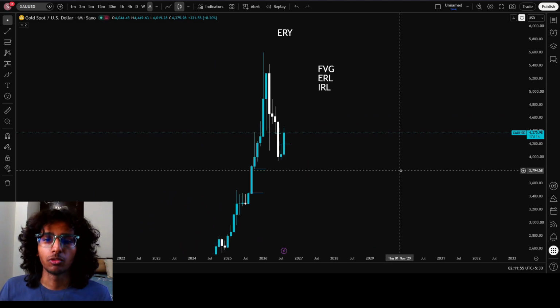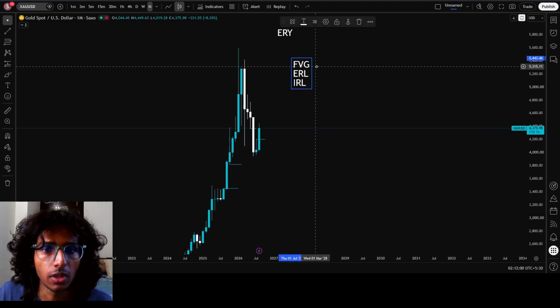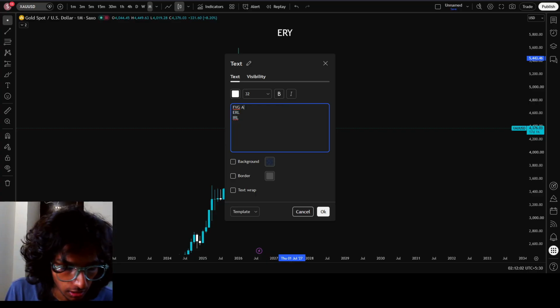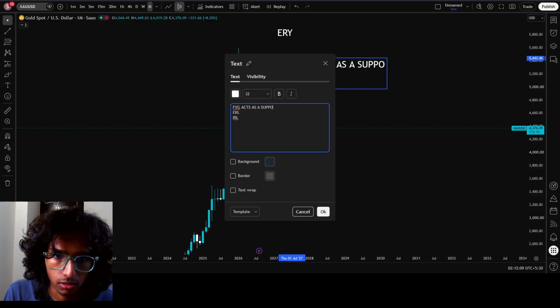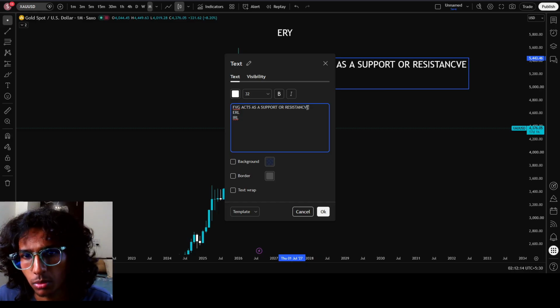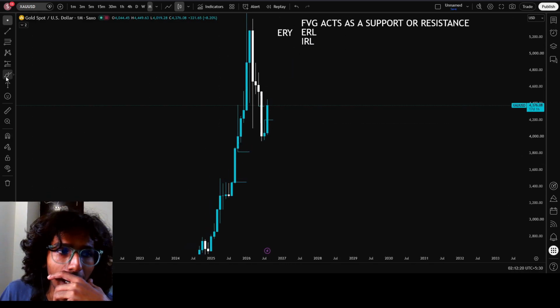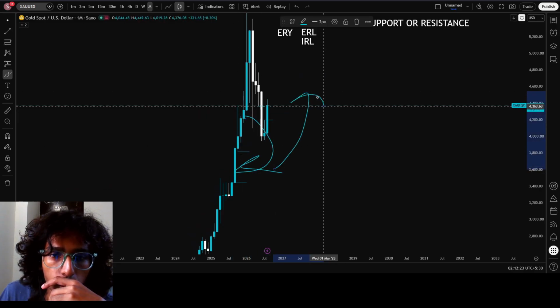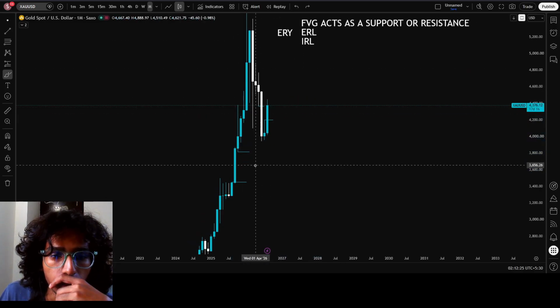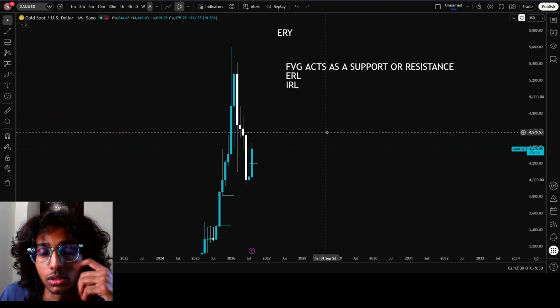What do I mean by an FVG? An FVG acts as a strong support or resistance level. Whenever price taps into it, it goes in that direction: if it's a buy FVG it goes up, if it's a sell FVG it goes down. That's how it is discussed.